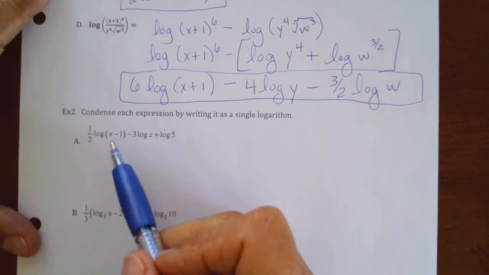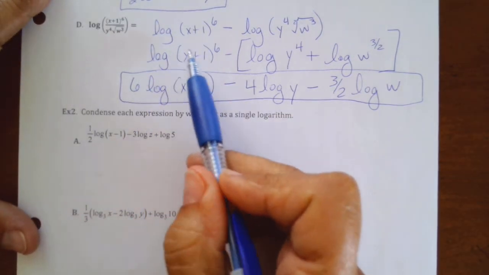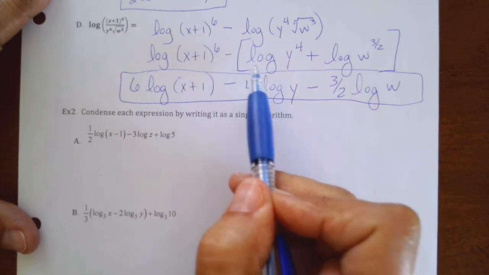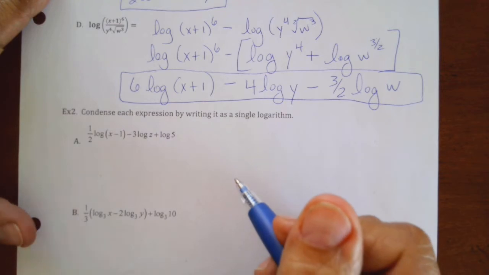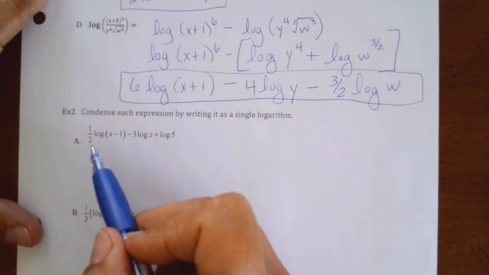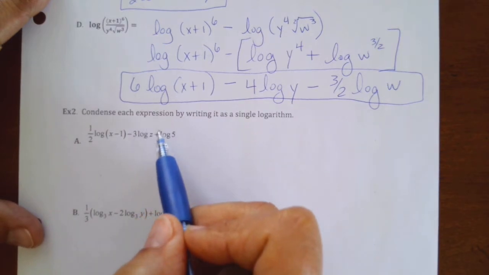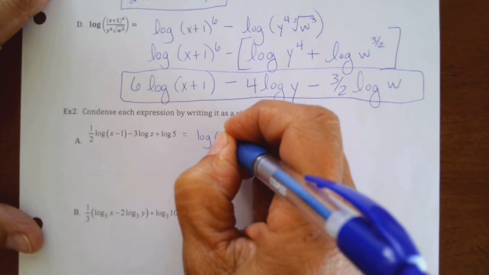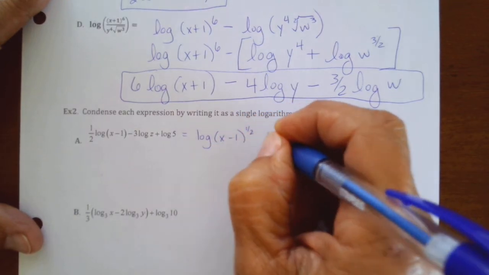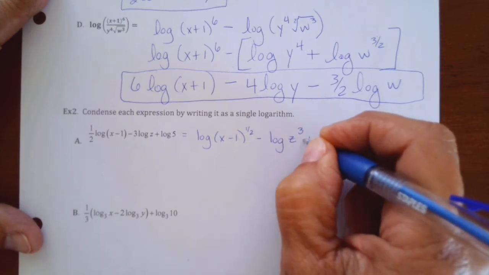So the first thing we're going to do to condense is think about what we did here. I'm going to take any number out front, put it back. Then I will combine, multiplying or dividing based on the signs out front. So the first thing I'm going to do is move this 1/2 back as the exponent and move this 3 as the exponent of z. So that would be the log of x minus 1 to the 1/2 power minus the log of z to the 3rd power plus log of 5.